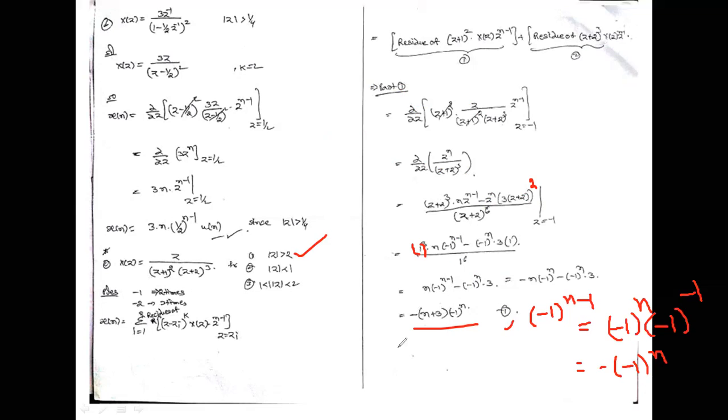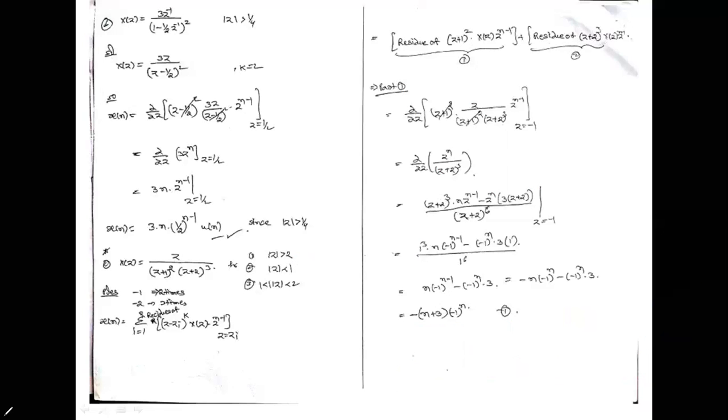The first function, first residue, first part we got here. That first part is minus of n plus 3 into minus 1 whole power n, and it is multiplied with mu of n because it is a greater than value. And here the second part is also there.